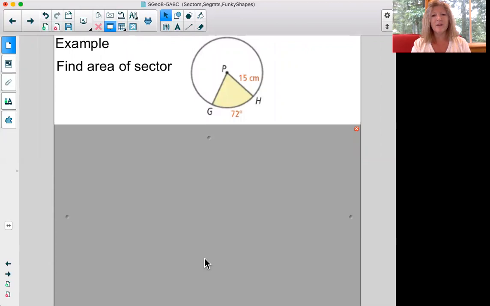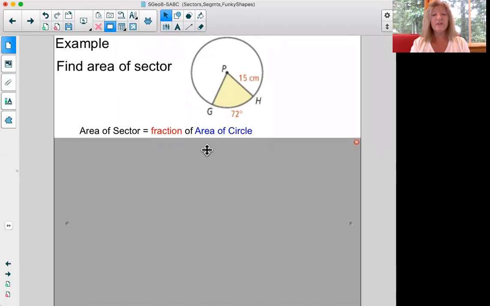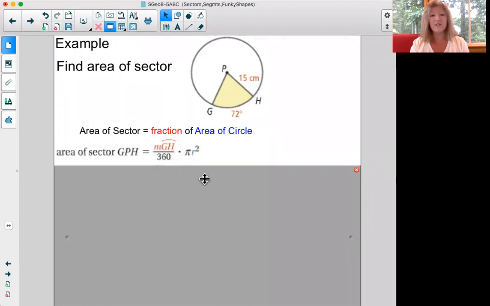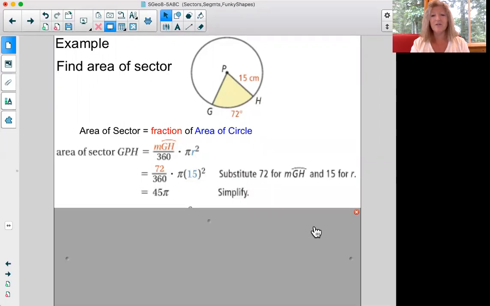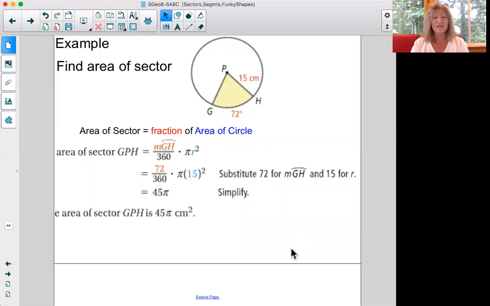So here's an example. We have to know the measurement of the arc, or we have to be able to figure that out. If we're given the central angle, we could figure it out because they're the same, the central angle and the measurement of the arc. But here we're given the measurement of the arc and we're given the radius. And we know that the area of the sector is a fraction of the area of the circle. What fraction? 72 over 360 times the area of the whole circle, which is pi r squared, and r is 15. When we plug all those numbers in and use our calculator to simplify, we see that we end up with 45 pi centimeters squared.